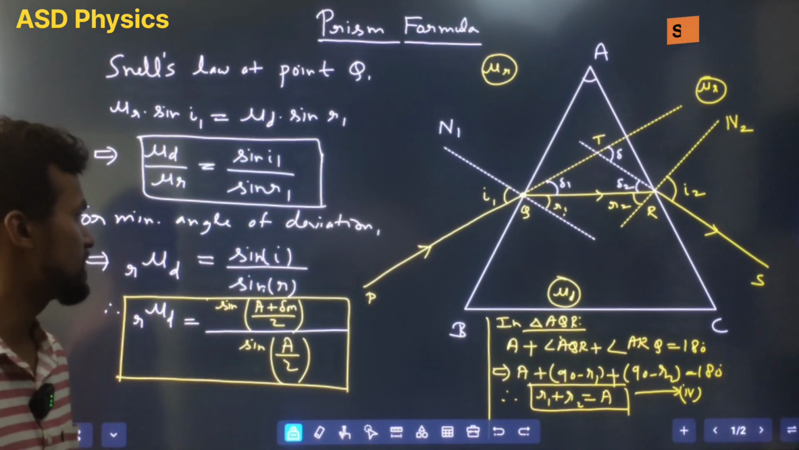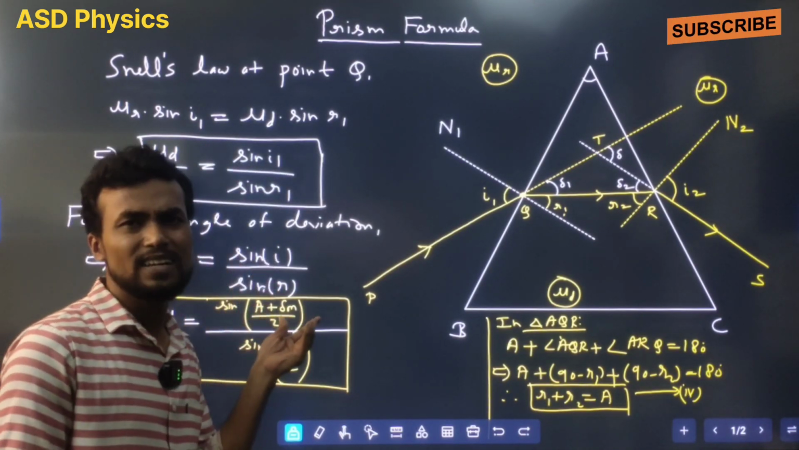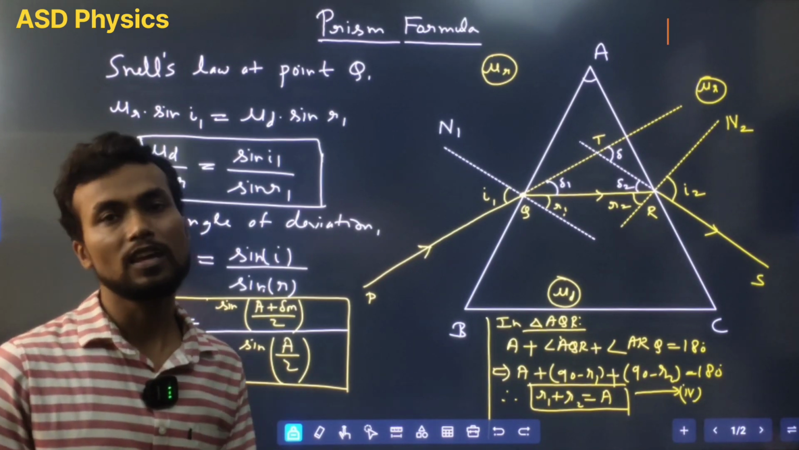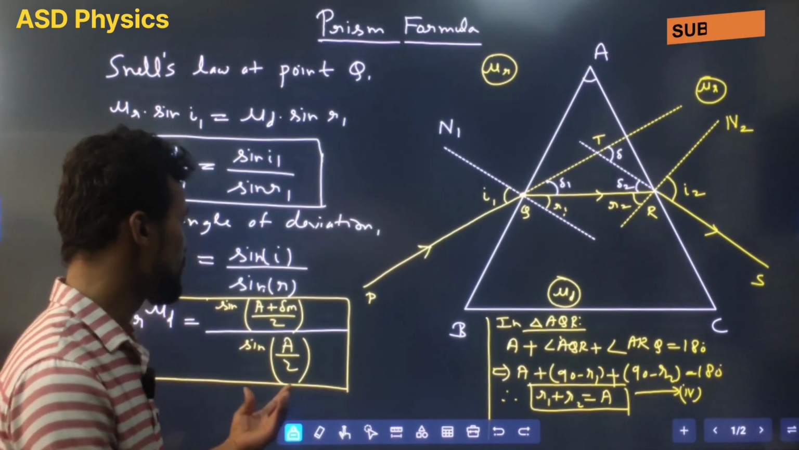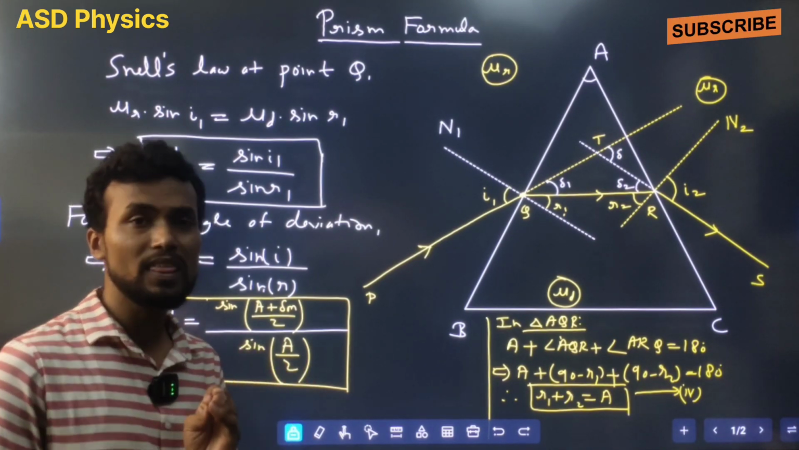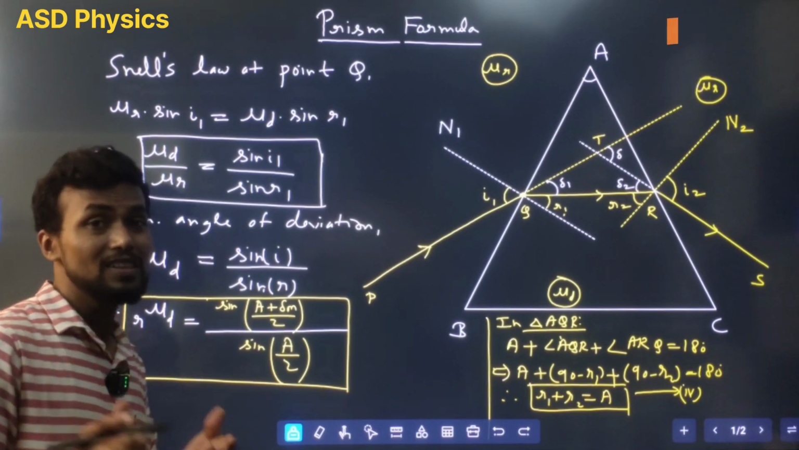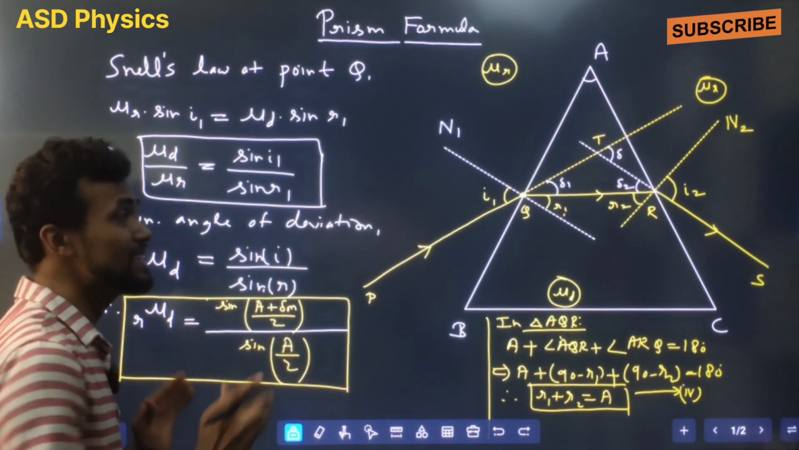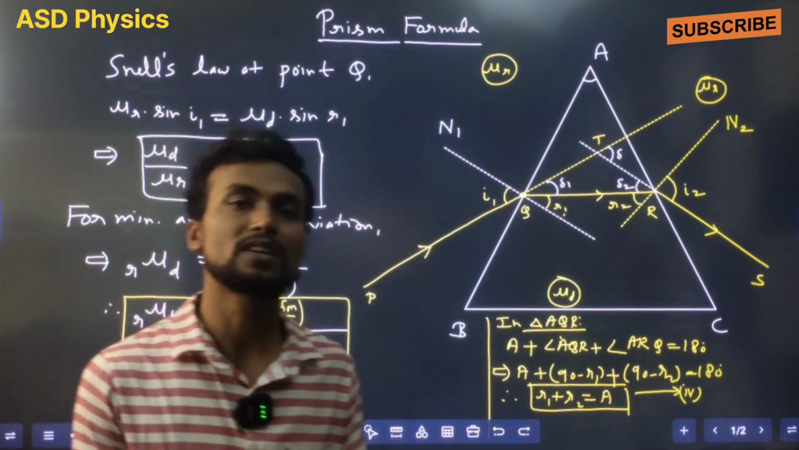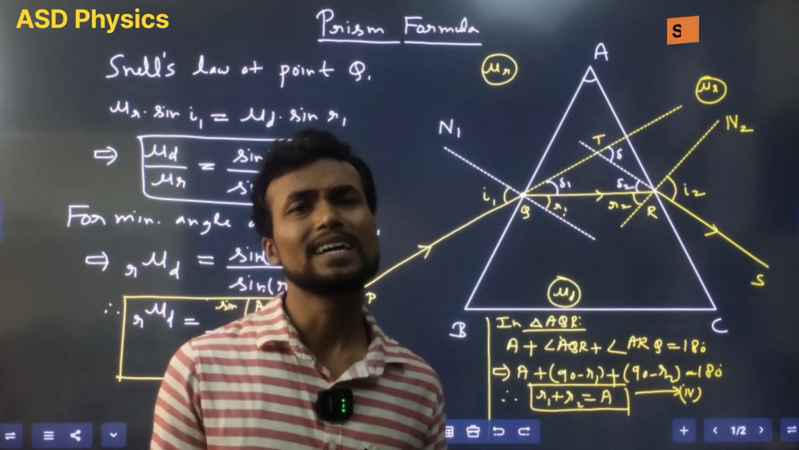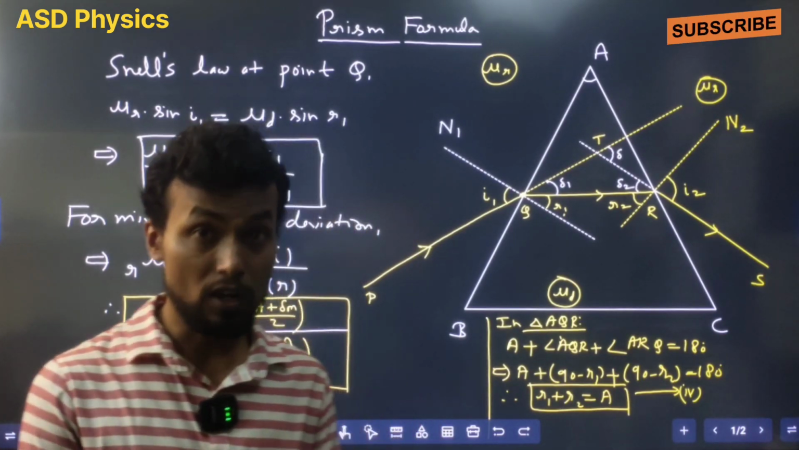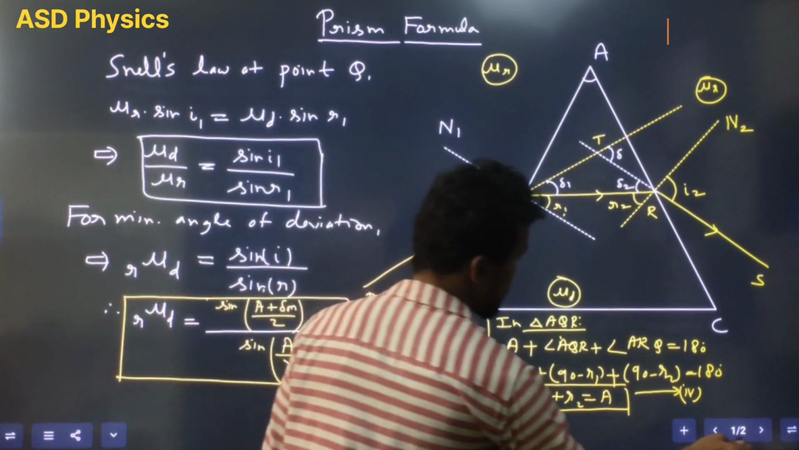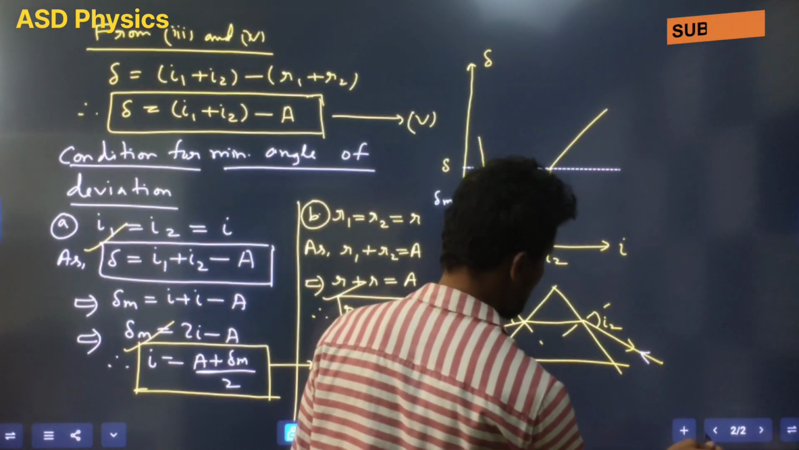Whenever we are solving a numerical, we can just write sin i by sin r and calculate the required values. But when we are doing a derivation, we will reach up to this. Remember, this is the exact formula you can use for any angle. But sometimes, if the angles given in the prism are very small, then what will we do? Let me go ahead with the next one.